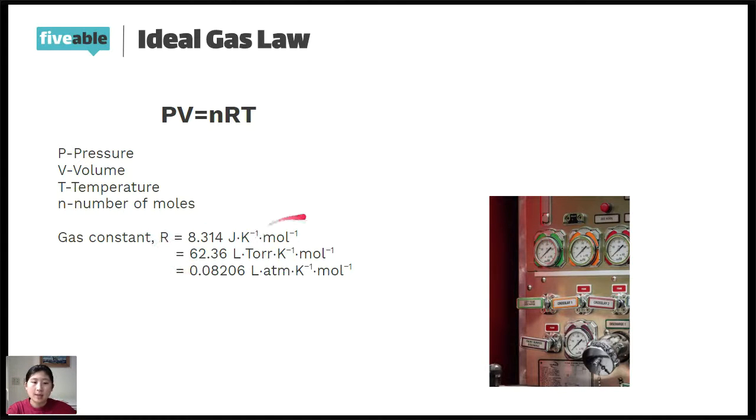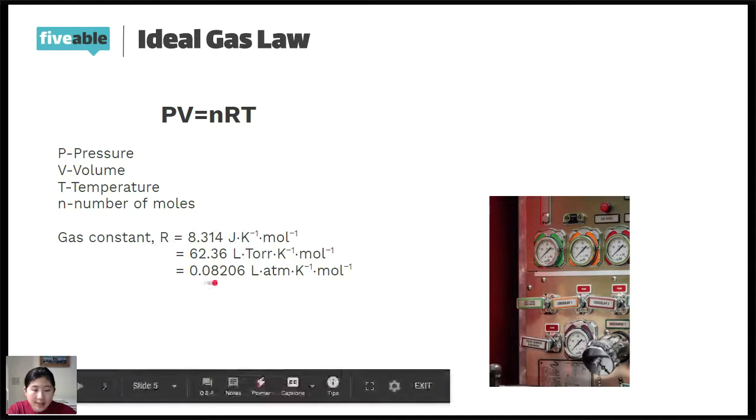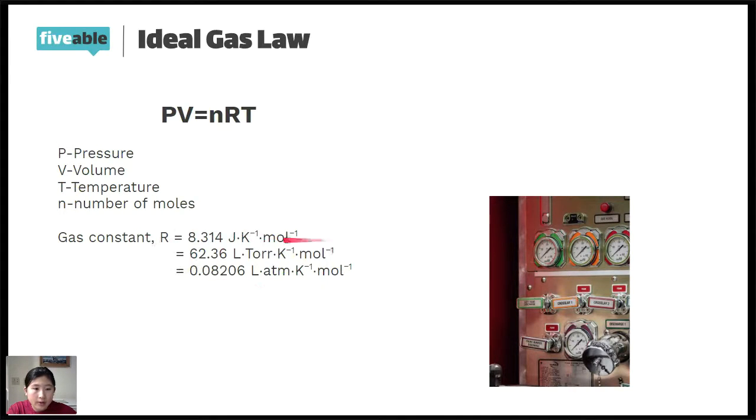But usually on the AP exam, they will use either this last one or the first one. I think I left out an ATM, I'm not sure. I believe there's an ATM right here, but this is on the AP chemistry equation sheet, which you will get in the exam. So you'll have this value all there. So you do not have to memorize the R values. They're all on the AP equation sheet. But you do want to know where they are.